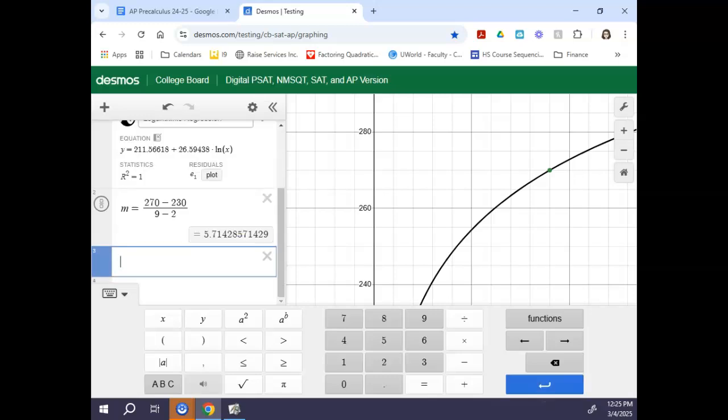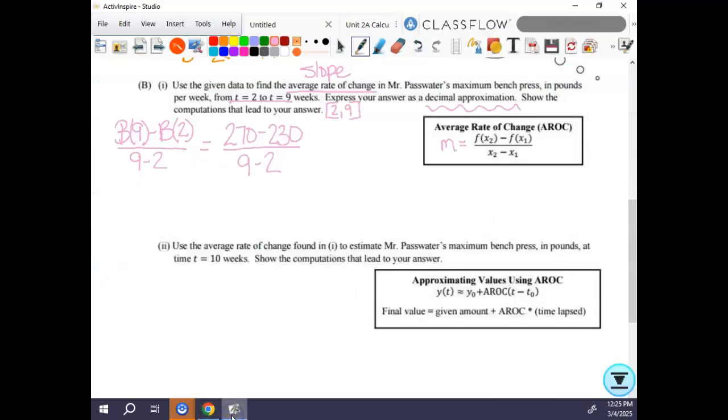Okay, everybody good with that? We can find slope, right? All right, so let's go ahead and write that down. So this is my answer then. Write down your 5 decimal places. 5.71428. That should be an easy point.